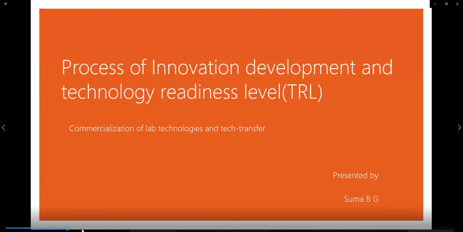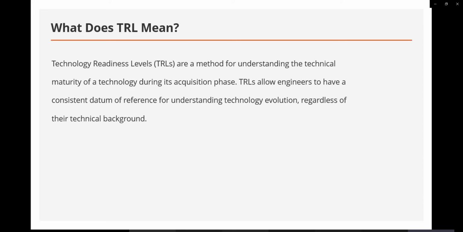Select a good software, then it will be easy for you to continue your work environment, and you can give the knowledge to another person who has the same technology, and he can start up with that. So for this, I will explain the process of innovation development and technology readiness level. In short, we call it TRL. What is the TRL? TRL is a method for understanding the technical maturity of a technology during its acquisition phase.